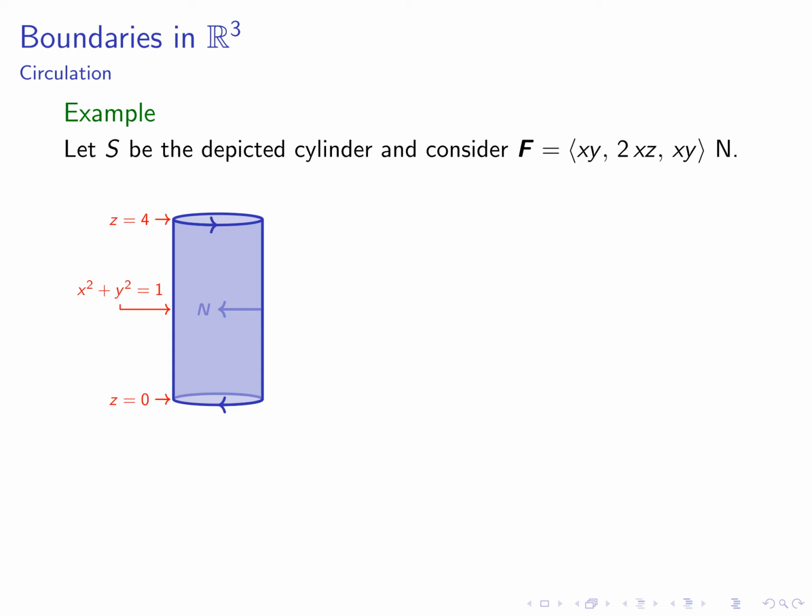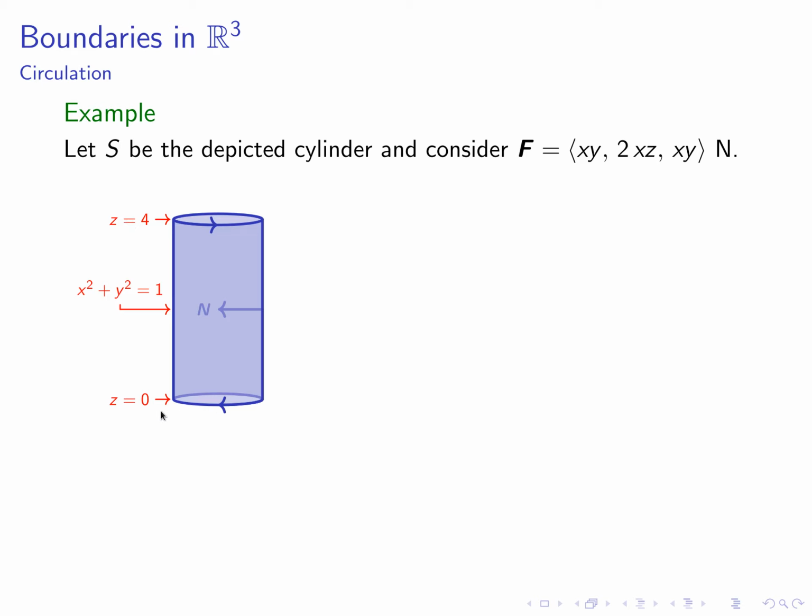So let's do an example of a direct circulation calculation. Here we have the data of a surface S, which is this cylinder. This cylinder is defined by the equation x squared plus y squared equals 1. So here we have a cylinder with radius 1, and it's bounded by z equals 0 and z equals 4.